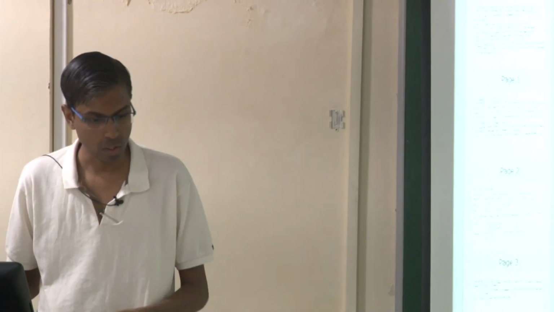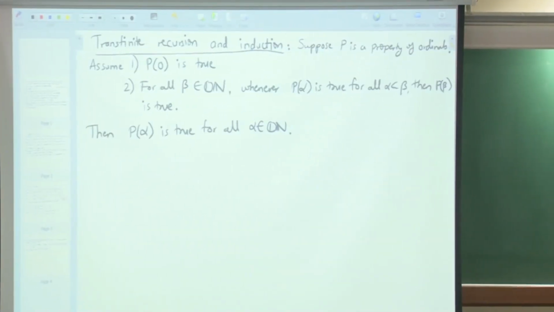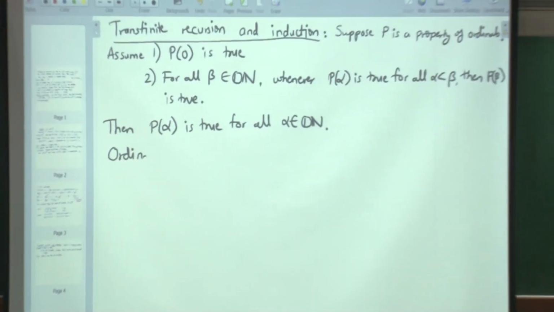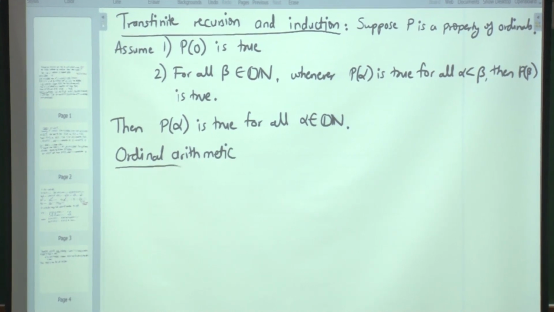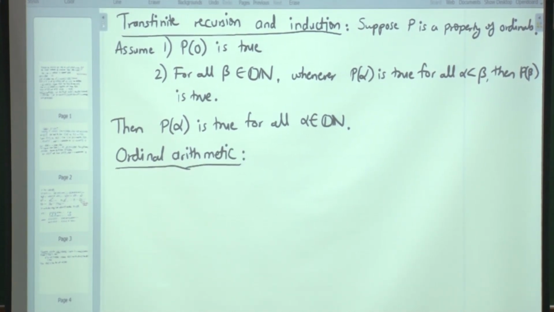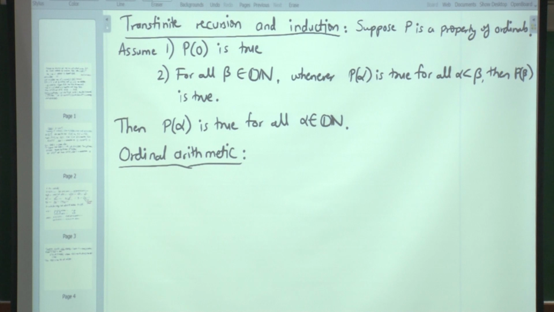Okay, so let me define these things now. I am going to describe ordinal arithmetic. By arithmetic I will define addition, multiplication and exponentiation, and that's all. And how do I define it? Well, again using transfinite recursion, the same formulas actually. So how do we define addition?